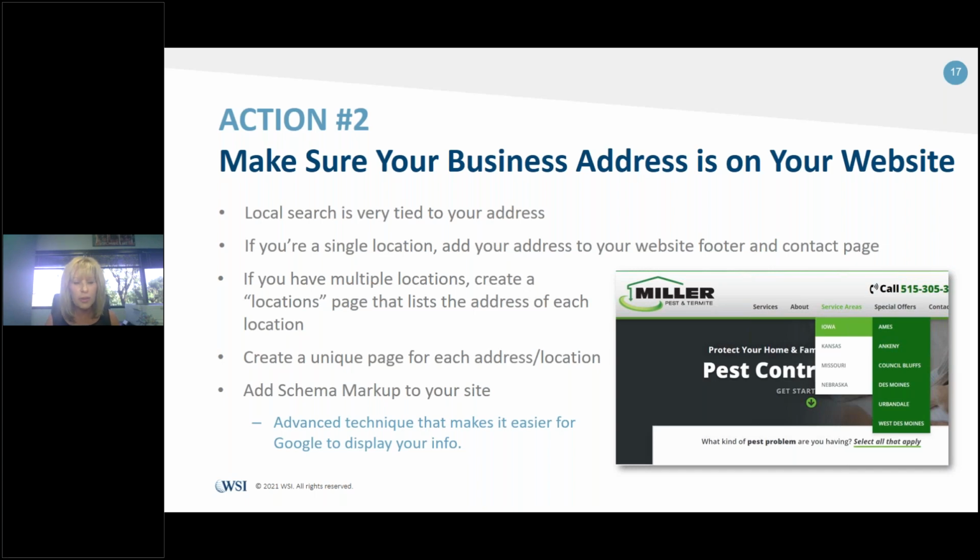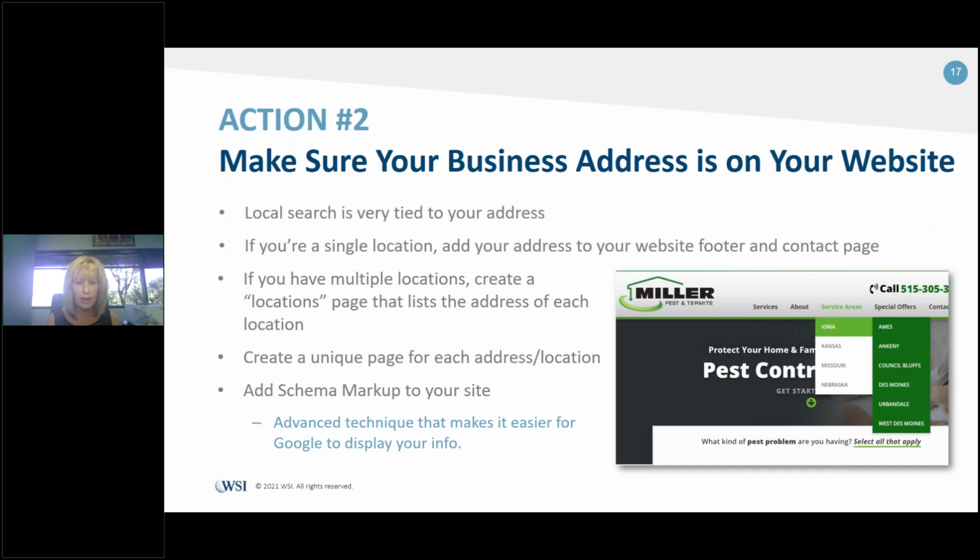If you do have multiple locations, then it's better, like in this screenshot, to create a locations tab, and then have your different locations listed and include the addresses. Even better is if you actually have one page set up for each of the locations that you have on your website, and you'll be allowed to create a Google My Business listing and market to each of those unique separate locations.